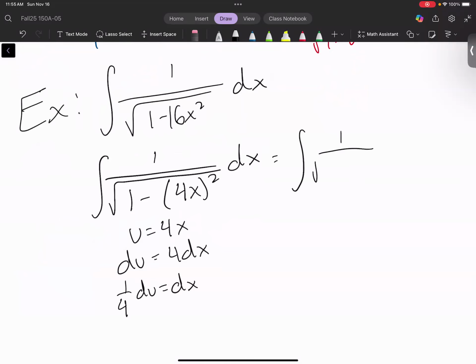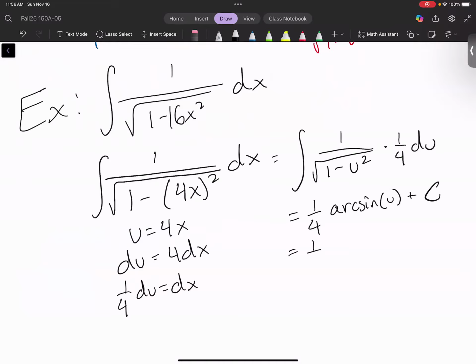And now we can do our integral. So it's 1 over square root of 1 minus u squared times a quarter du. So I can pull the quarter out, and then that's my arcsine. What's 1 over square root of 1 minus u squared? So this is arcsine u plus c. And we go back: 1 quarter arcsine of 4x plus c.